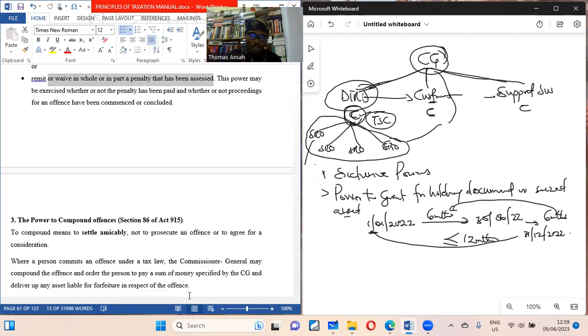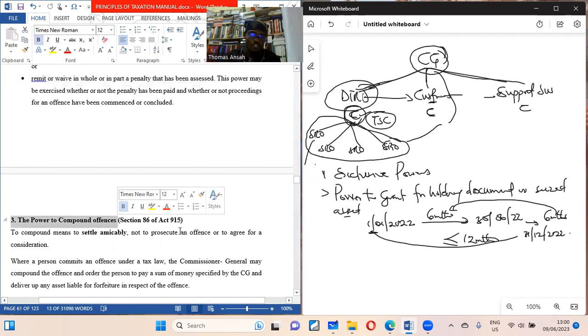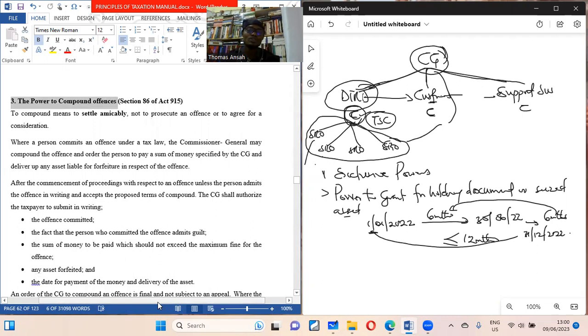The third thing is to compound an offense. The word compound too has to be explained well, because at a glance, the first thing you think is that he's doubling your offense. He's not doubling it like the way you do compound interest. No, that is not what it means. The word compound here is used to mean to settle something amicably. Remember, we said that it is a body corporate governed by a board and headed by the CEO, who is the Commissioner General. So it means that the body corporate can sue you. You can also sue the body corporate.